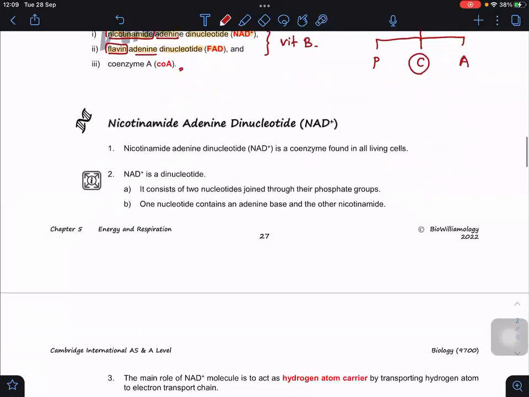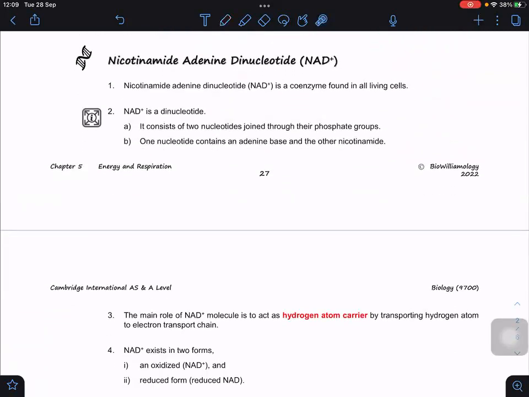So let us look at nicotinamide adenine dinucleotide. Basically, it is a coenzyme found in all living cells. NAD is a dinucleotide. What does dinucleotide mean? Two nucleotides joined together through their phosphate groups. One nucleotide contains an adenine base, another one contains nicotinamide. Adenine is also termed a purine. Now, what do purines mean? Purines have a two-ring structure. Later I will show you.